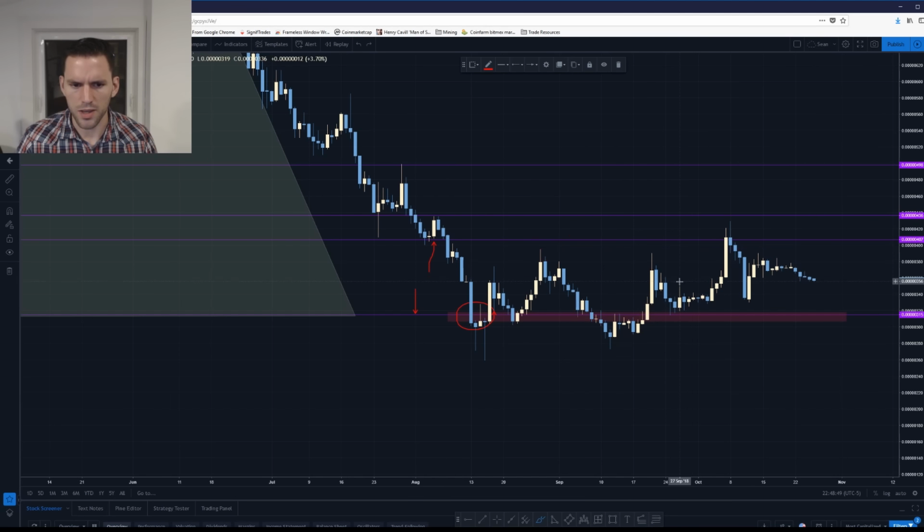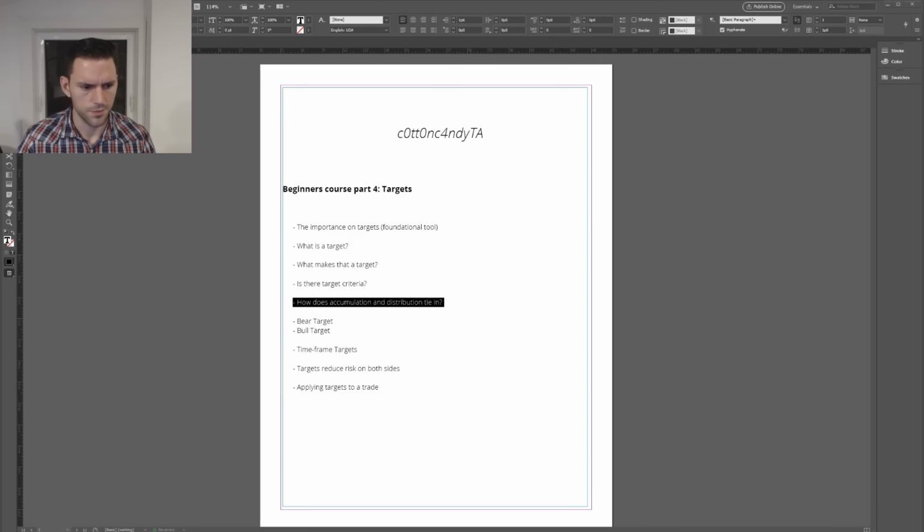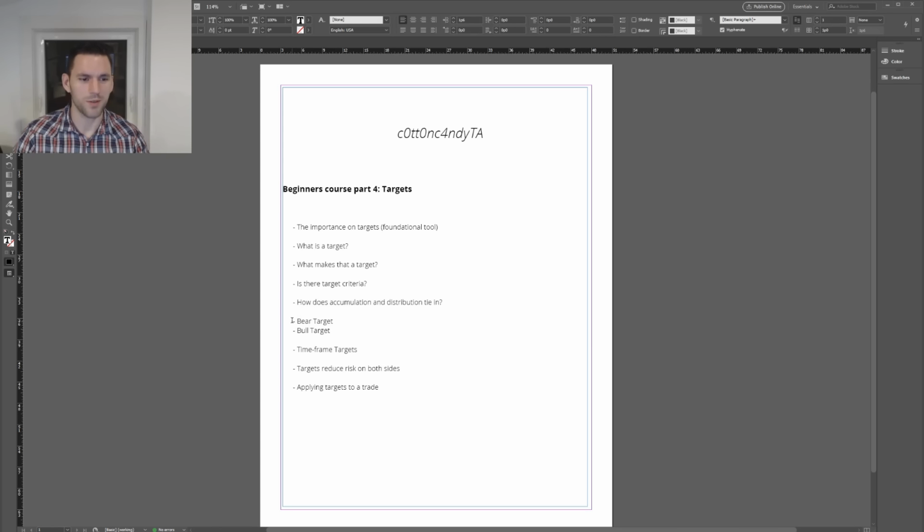The point being is that we would have seen that this red box here is a target, right? And this zone up here is also a target, right? So you have to understand there's two sides to targets. There's the side where you are a bear and you have targets, and you are a bull and you have targets, okay? Which leads me, and that's why I stopped so abruptly, because I remembered that was coming up next, into my next point, bear targets and bull targets.